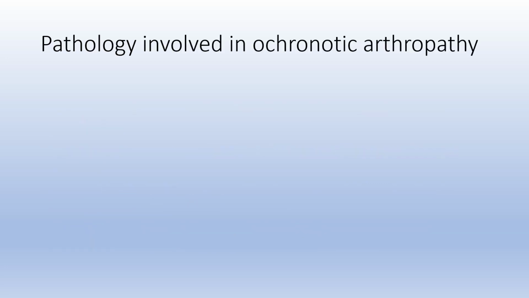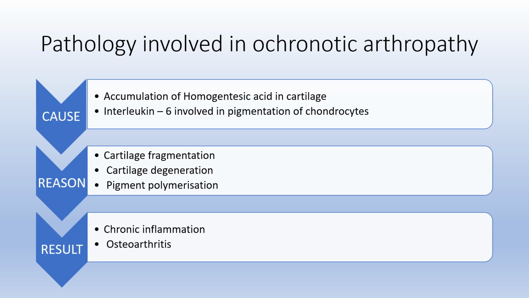Coming to the pathology involved in ochronotic arthropathy, it can be divided into the cause for the ochronotic arthropathy, the reason behind the cartilage destruction, and the end result or the reason for which the patient actually presents to the clinic. The cause for the pathology is due to accumulation of HGA in the cartilage, and interleukin 6 has been involved in this particular pathology. And the reason for the cartilage to be destroyed is due to fragmentation and degeneration, eventually leading to pigment polymerization, which is nothing but the HGA polymerized into a bluish-black pigment within the cartilage, making the joints appear bluish-black in color eventually.